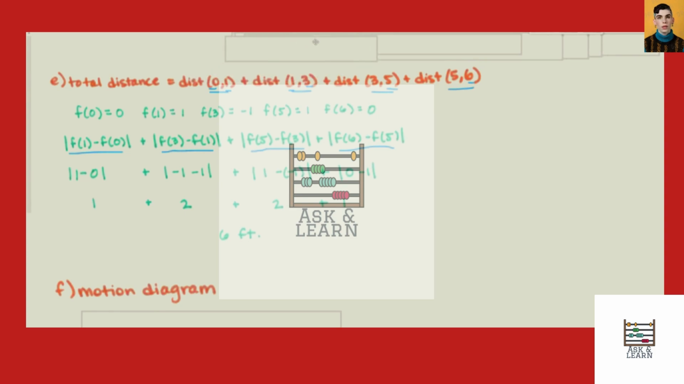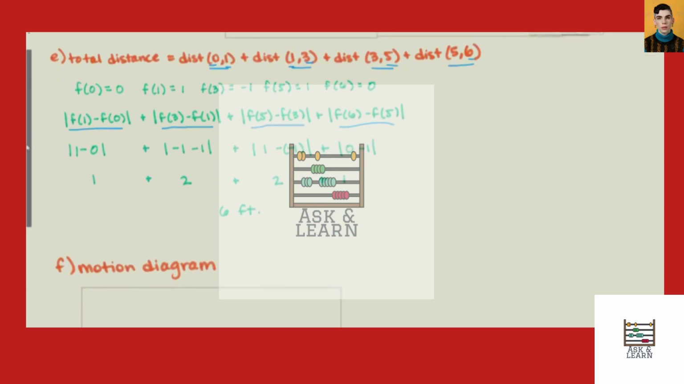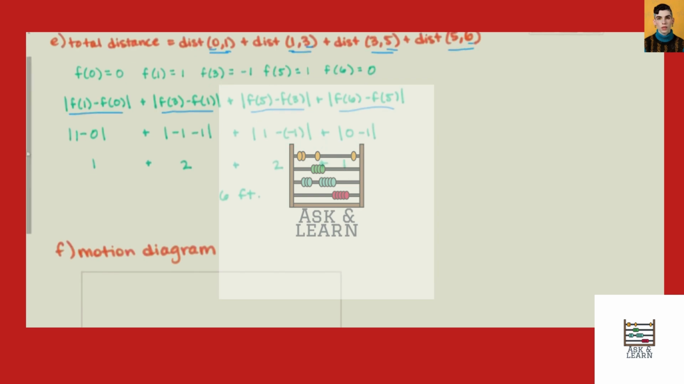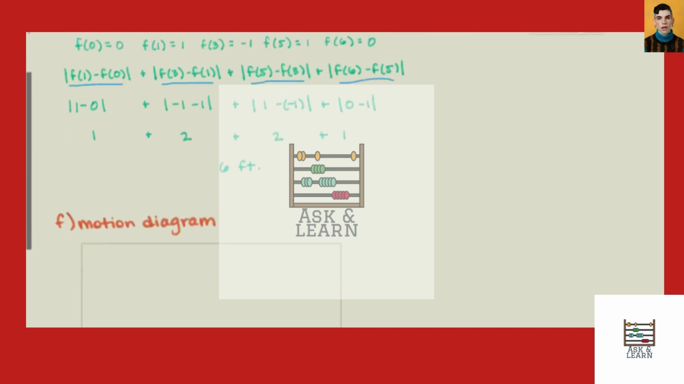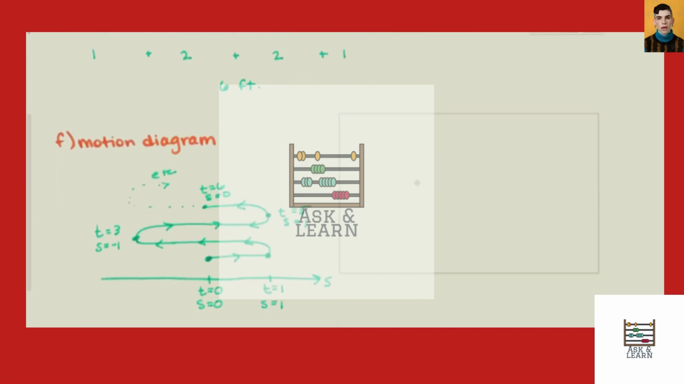For part F, we're going to draw the motion diagram. So we know that this particle is going to the right, to the left, to the right, to the left, or it's going in the positive direction, negative direction, positive direction, negative direction. So the motion diagram is going to capture that.